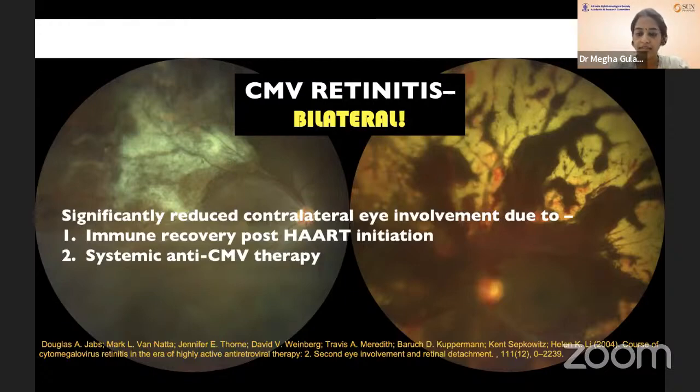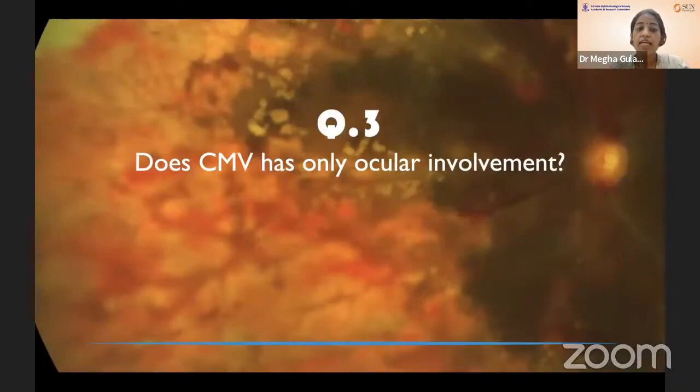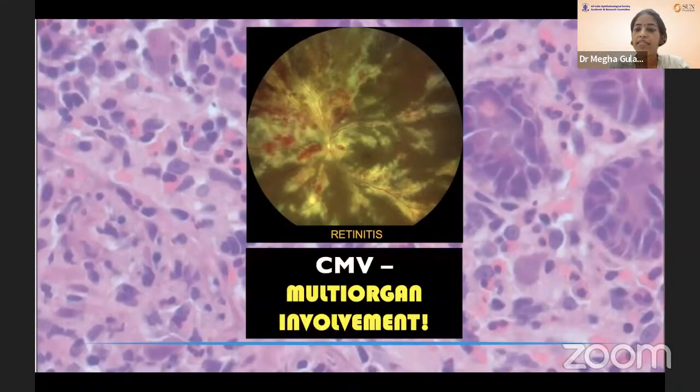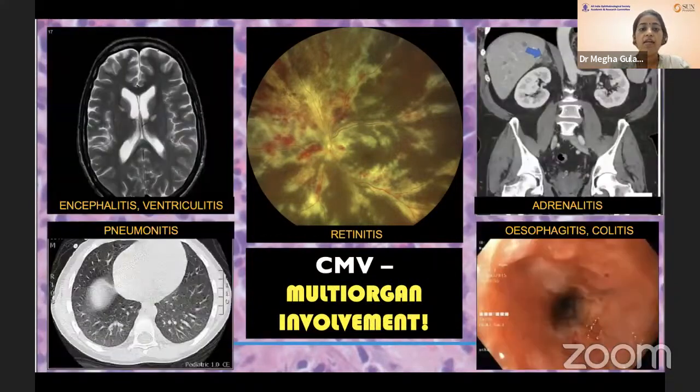So the incidence of bilateral involvement can be reduced by starting proper systemic anti-CMV therapy and antiretroviral therapy. Coming to the third question: does CMV have only ocular involvement? Retinitis is the most common clinical manifestation of CMV, but it is a multi-organ disease. It can present as encephalitis, ventriculitis, pneumonia, adrenalitis, and gastrointestinal involvement in the form of esophagitis and colitis. Studies of patients treated only with the sustained release implant showed on biopsy that 31% had evidence of systemic CMV disease, which was left untreated.